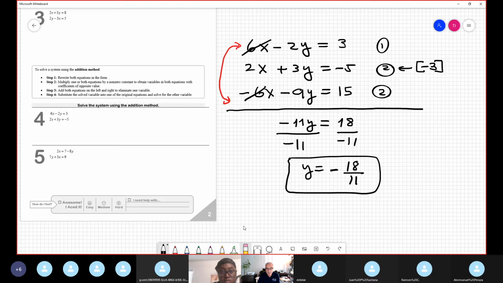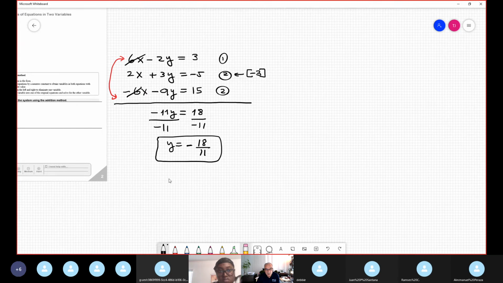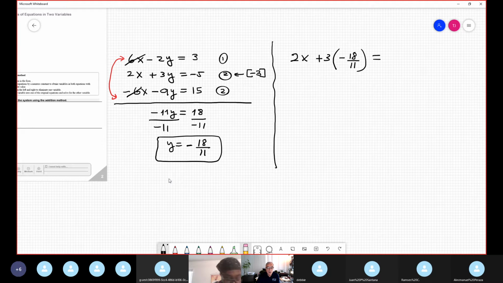To get the x component, I need to make a selection. What equation do you consider better or easier? In my opinion, number 2 original. So 2x plus 3y, and y is negative 18 over 11, equal negative 5. Okay, now multiplication. 3 times negative 18 over 11 is minus because plus times minus is negative. So I put in my calculator 18 times 3 is 54. 54 over 11 equals minus 5.